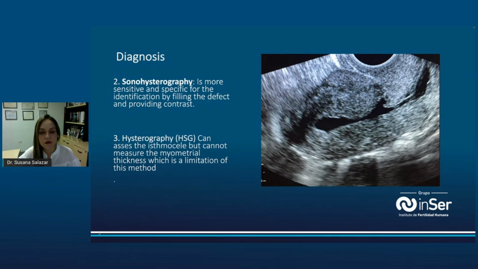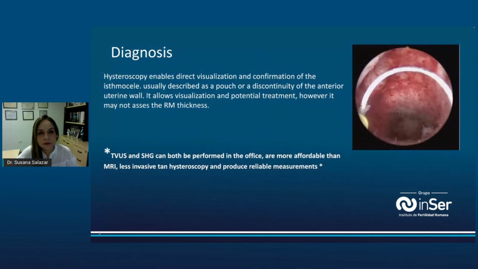Second, the sonohysterography. It is more sensitive and specific for the identification by filling the defect and providing contrast. Third, hysterosalpingography, HSG. It can assess the isthmocele but cannot measure the myometrial thickness, which is a limitation of this method. Hysteroscopy enables the direct visualization and confirmation of the isthmocele, usually described as a pouch or a discontinuity of the anterior uterine wall. It allows visualization and potential treatment. However, it may not assess the residual myometrium thickness.